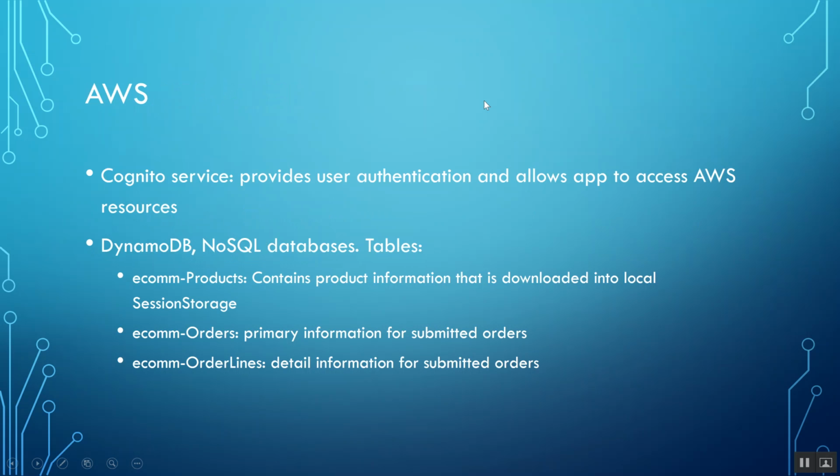More specifically about AWS, the Cognito service provides user authentication and allows apps to access AWS resources such as the DynamoDB tables. There's three primary tables that I have so far: a products table, which has the product information, the order table for submitted orders, and order lines for more detailed information about submitted orders.